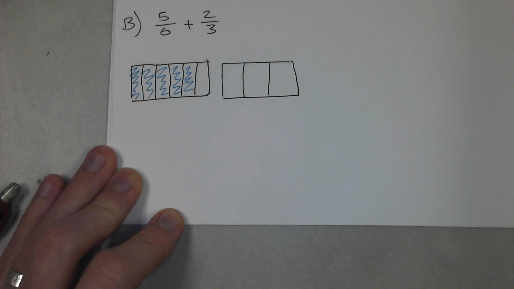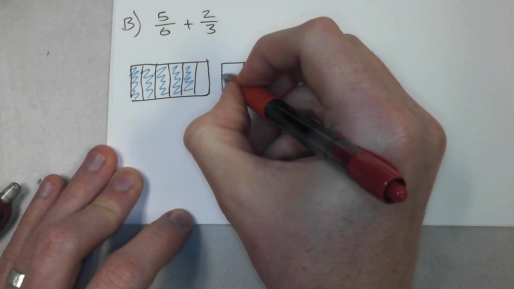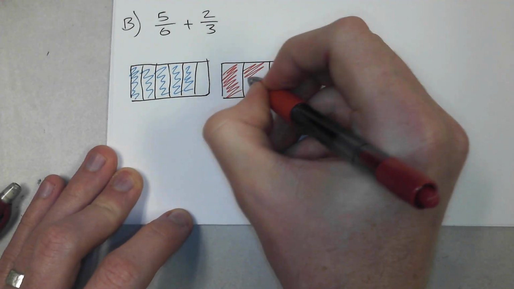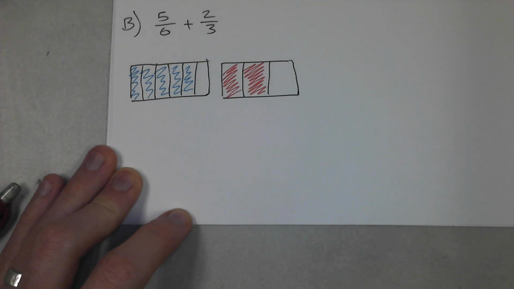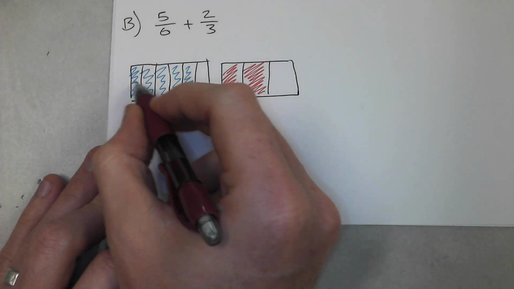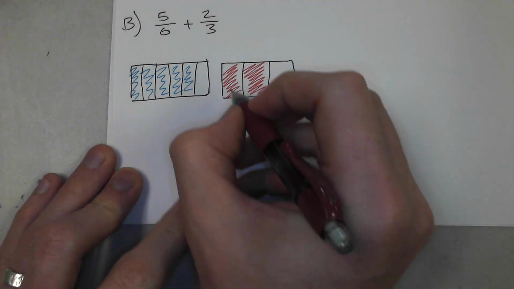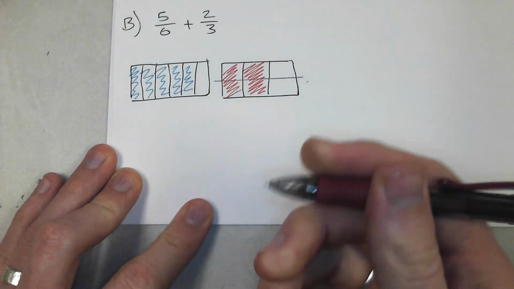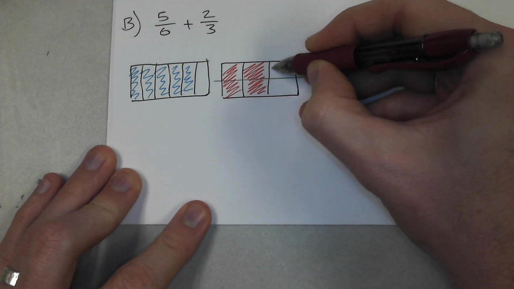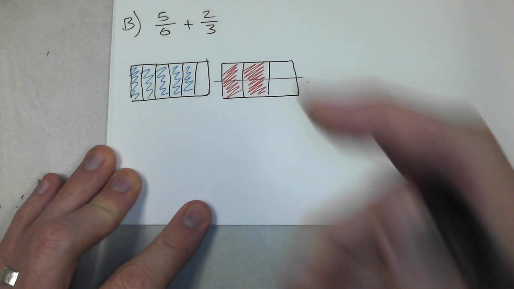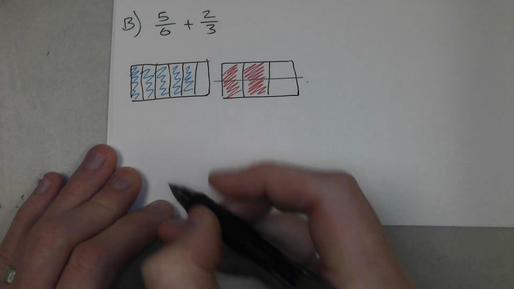Five equal pieces out of 6 is 5/6. 2 equal pieces out of 3 is 2/3. And now what we need to do is split the shape so that we can find an equivalent fraction. If I split this one, I'm going to get 12ths. That's not going to get me closer to having equivalent fractions. If I split this one time, now this is worth 1 out of 6. This is worth 1 out of 6. So I found an equivalent fraction.